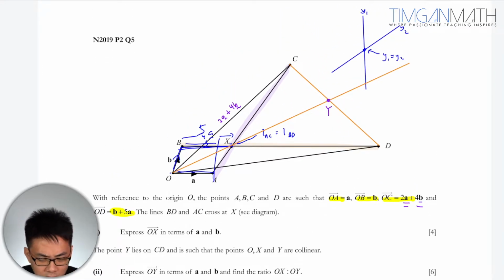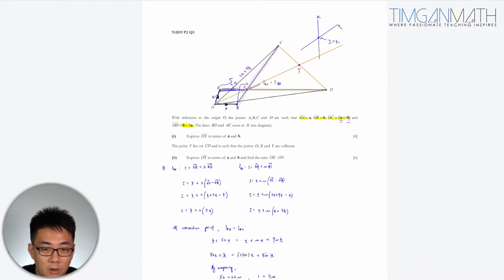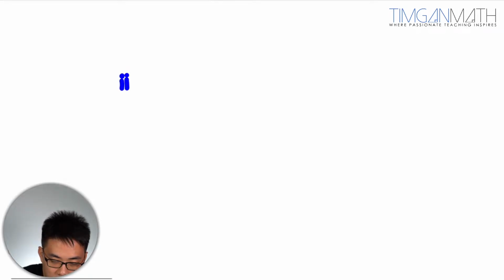So I think you're going to use a similar concept here. Rather, we're just going to find what's the line of CD here and just intersect with the line equation of OX. We can actually find OY. Alright. So let's look at that. I'm going to just find out what is line CD first. So in this case here for part 2. Okay. I'm going to find what is line CD.